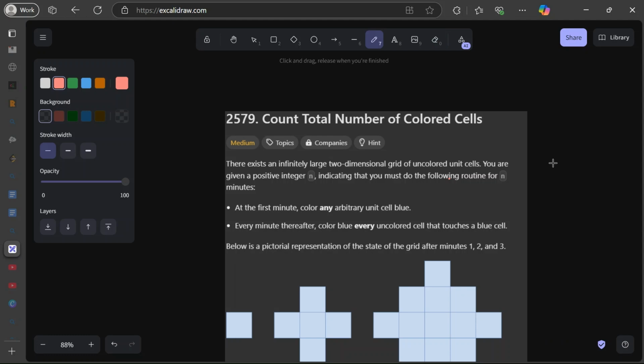Hello guys, so let's solve today's Leetcode challenge. Problem number 2579, count total number of colored cells.